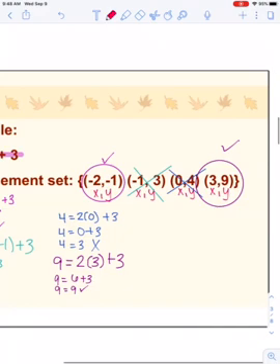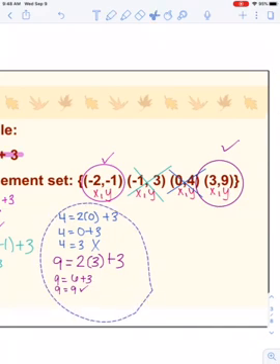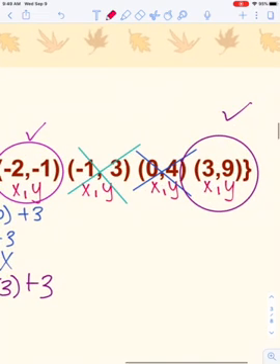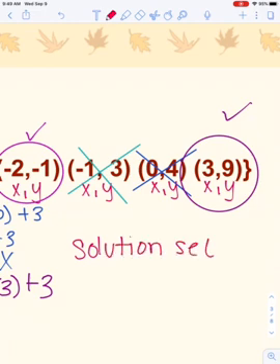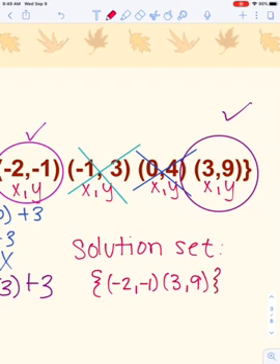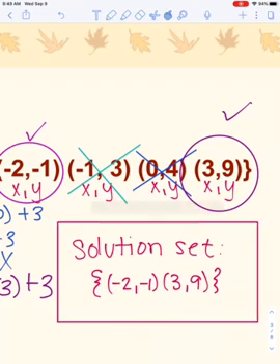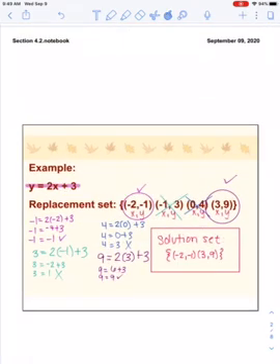Okay, so they gave you a replacement set. This is the ones that they want you to try, and now you have to write the solution set, which are going to be the ones that actually worked. So my solution set, remember, if it's a set, it has to have the squiggly brackets, and in this solution set, you just put the ordered pairs that made your equation true, which were the first one and the last one. So then this is your final answer. You tested all the points, those are the 2 that worked, and now you're done.